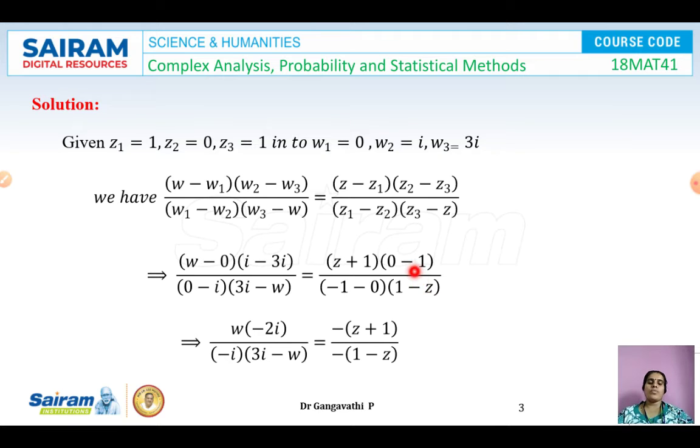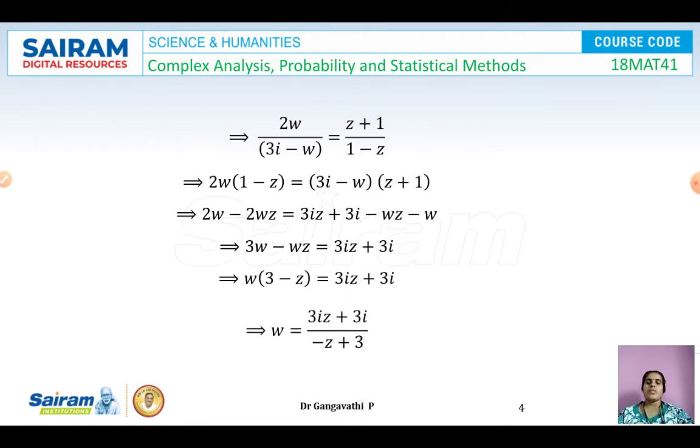So here 0 minus 1 is minus 1, so minus comes out. Here also minus 1 minus 0 is minus 1, so that minus is there as it is. And here, i minus 3i is minus 2i, minus i into 3i minus w. As I already told you, you do not have to simplify only in this way; you can do it in your own way. Ultimately, our aim is to get w in terms of z. So when we further simplify, this is the expression we get.